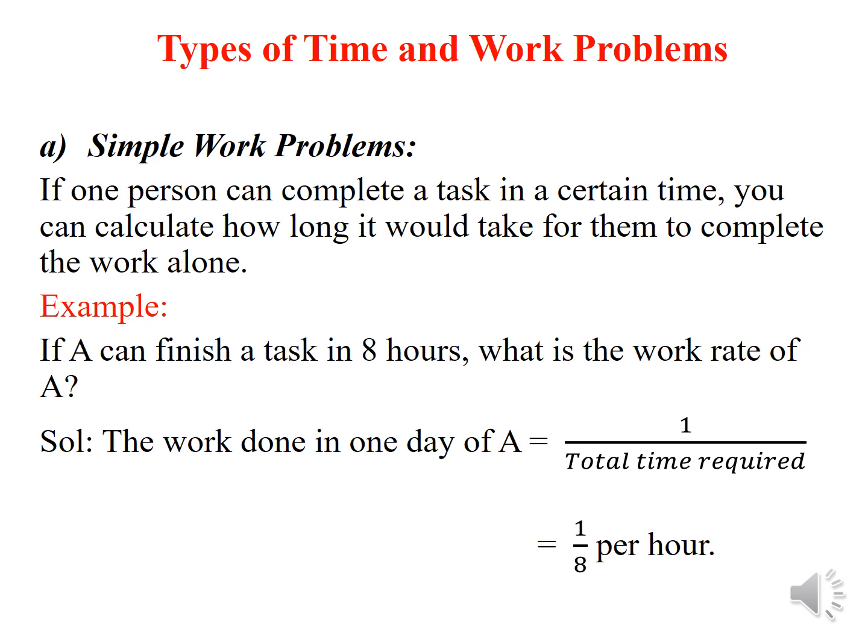If A can finish a task in 8 hours, what is the work rate of A? So first, we have to convert work done in 1 day of A. So the work done in 1 day of A is equal to 1 by total time required, which is equal to 1 by 8 per hour. Because here total hours is 8 hours, no? So 1 by 8 per hour is the total work done for A in 1 day.